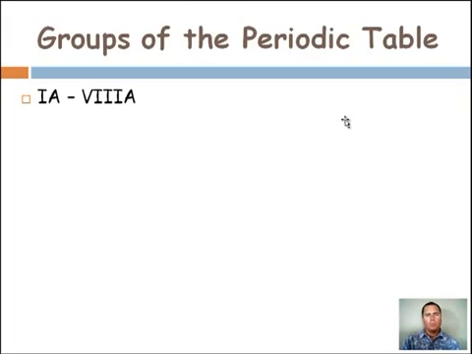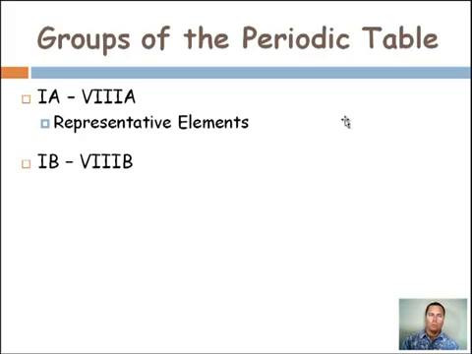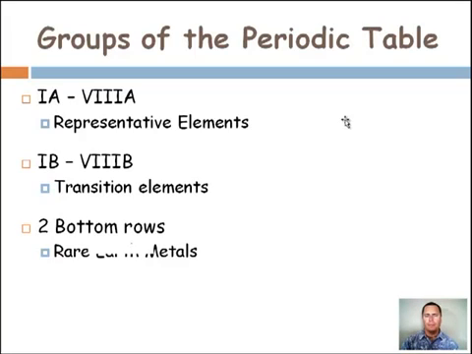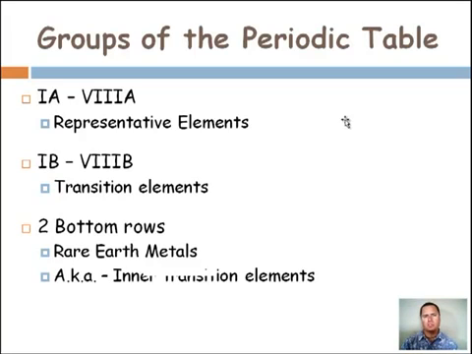Okay, the group 1A through 8A, these are what we call our representative elements. Our group 1B through 3B, these are known as our transition elements. And then our two rows down at the bottom, these are called the rare earth metals, also known as intertransition elements, because if we look, they should be put up kind of in the middle or at the beginning of the transition elements. But we don't put them there because it would make our periodic table look weird.